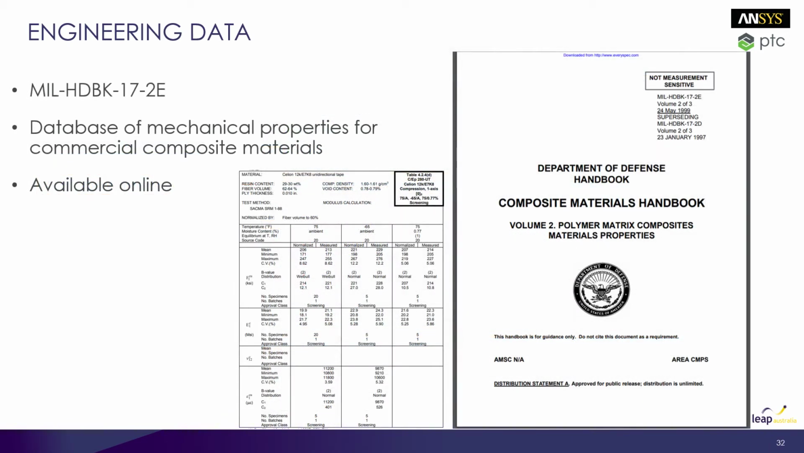One of the other options that you have is Military Handbook 17 2E. It's a massive database of different polymer matrix composites that have been tested by the US Department of Defense. It's readily available online, totally free. It has all of the mechanical properties for different combinations of matrix and fiber material. These are commercial products, so if you don't have time to do the testing yourself, you could go through this document and try and find your combination of materials, and you should be able to get some of the key material properties.